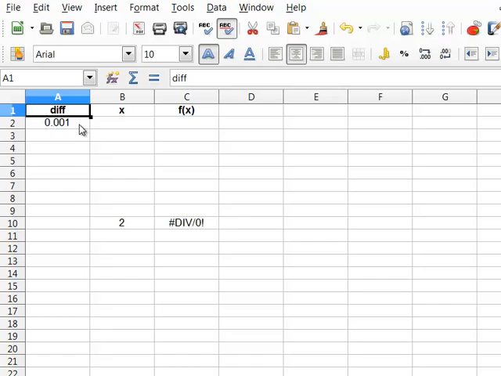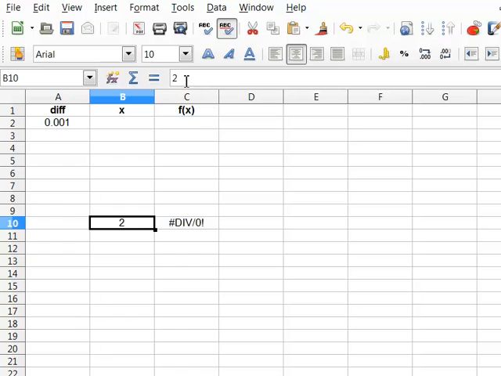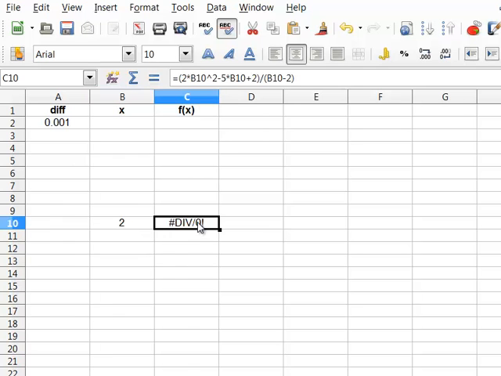Here's my constant, 0.001. That's going to be my difference in x. I made a column for x and a column for f of x. And here I'm going to center it on 2. And notice that's just a constant. And this is the formula. So this is 2x squared minus 5x plus 2 divided by x minus 2. x in this case being B10. So B10 is a relative reference pointing directly to the left.